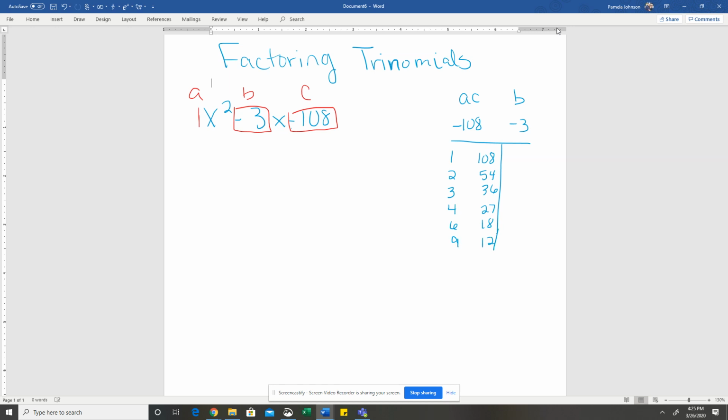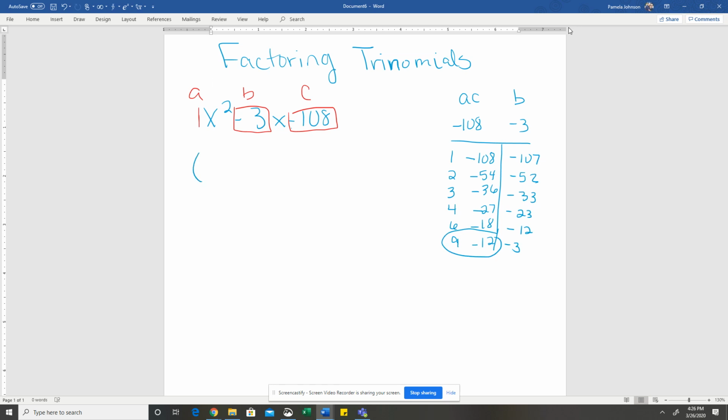And then because this is a negative AC, I know one of my factors has to be negative. And because it is a negative B, I know that my larger factor has to be negative. And I'm looking for the factor pair that adds to negative 3. So 1 and negative 108 gives me negative 107. 2 and negative 54 is negative 52. Negative 33. Negative 23. Negative 12 and negative 3. So this 9 and negative 12 is the pair that we want.